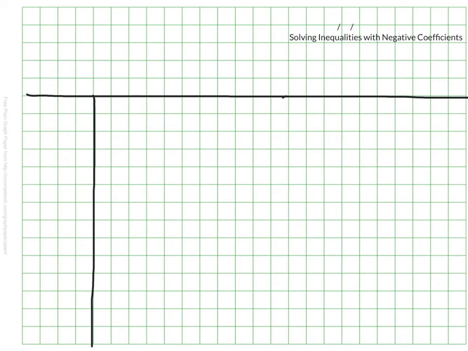This video is going to cover the topic of solving inequalities with negative coefficients. Be sure the date and topic are at the top of your page. The essential question asks, what happens when we solve inequalities with negative coefficients? And we have already seen that solving inequalities is very similar to solving equations. However, this video is going to show us something that looks a little different.